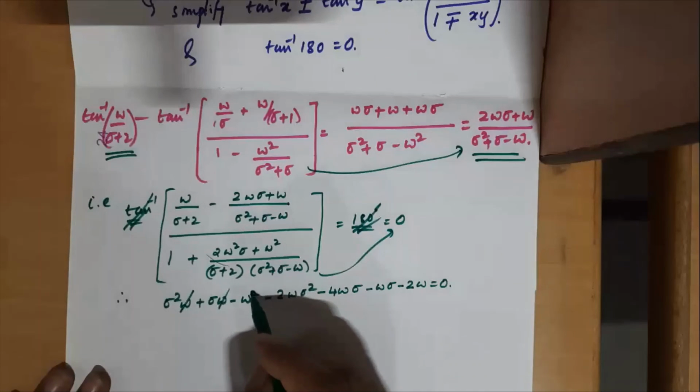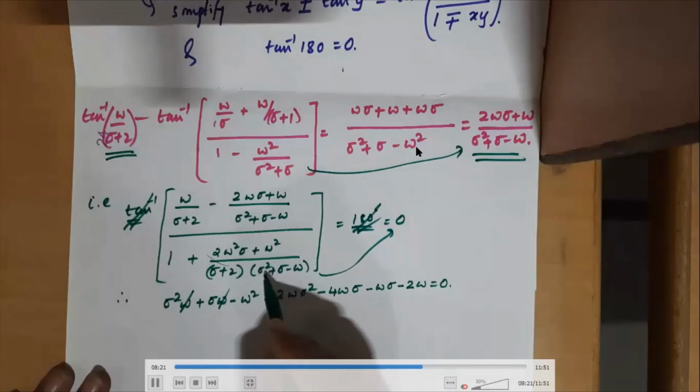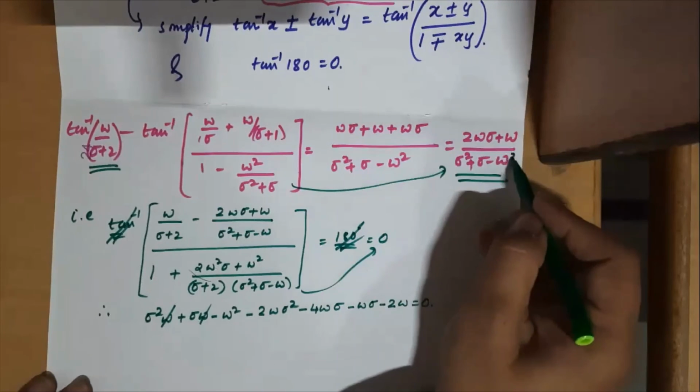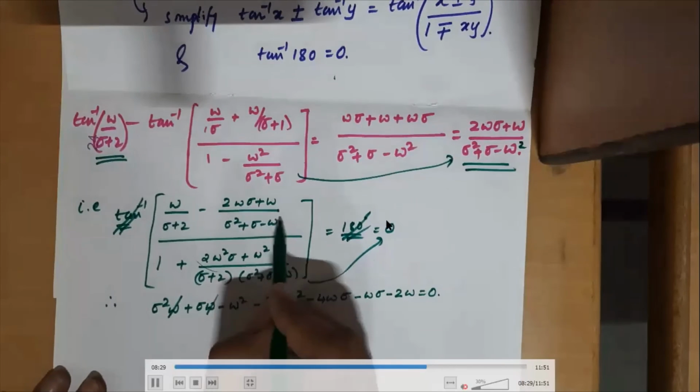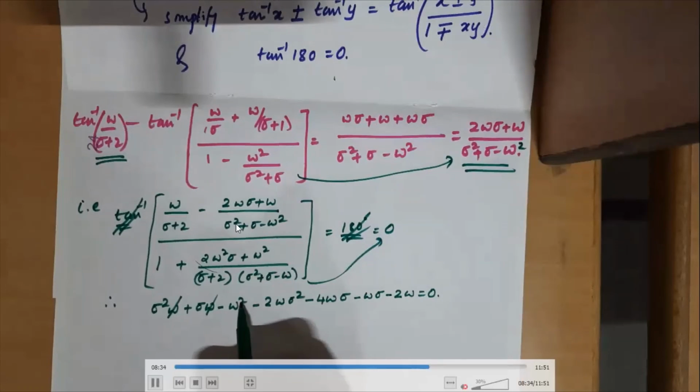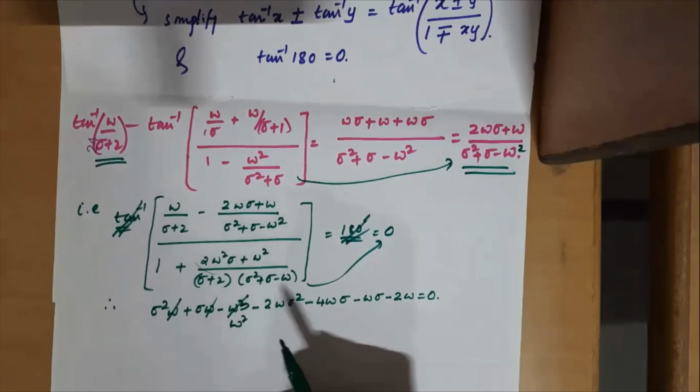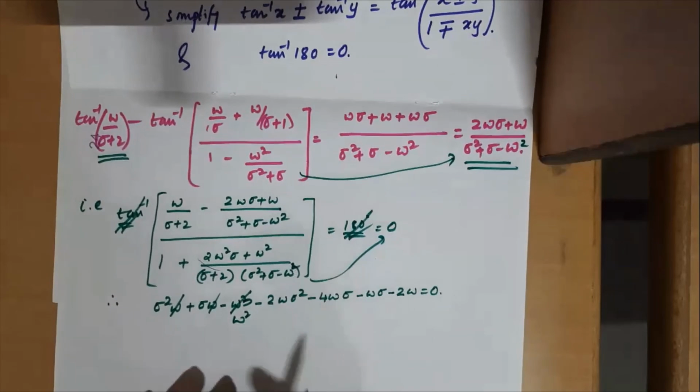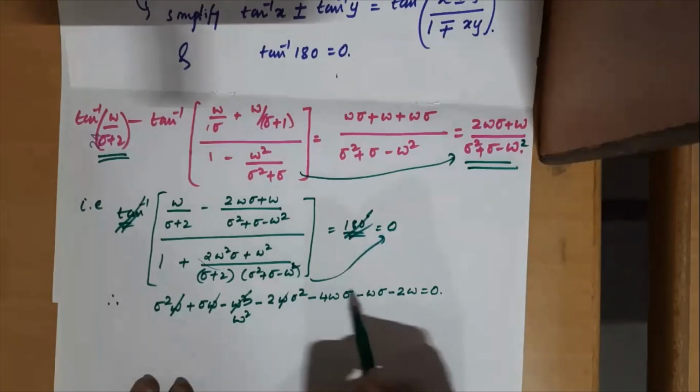So omega is a common element everywhere. Let me cancel it. Oh, I have made a small mistake here. This should be omega square. This should be omega square. Yeah. So omega square here and omega square here. So this will become omega square into omega is omega cube. So what remains is omega square. And we finally can cancel all omegas in the equation.